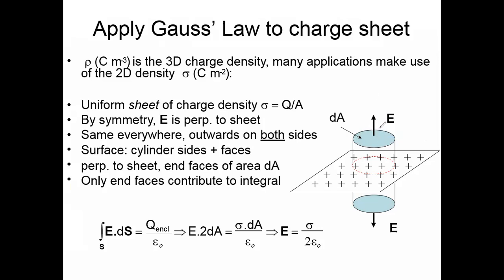Then what is the angle theta between E and the normal vector? E is in this direction. What is the angle between these two? 0. And similarly here also, it will be vertically downward, so the angle will again be 0.